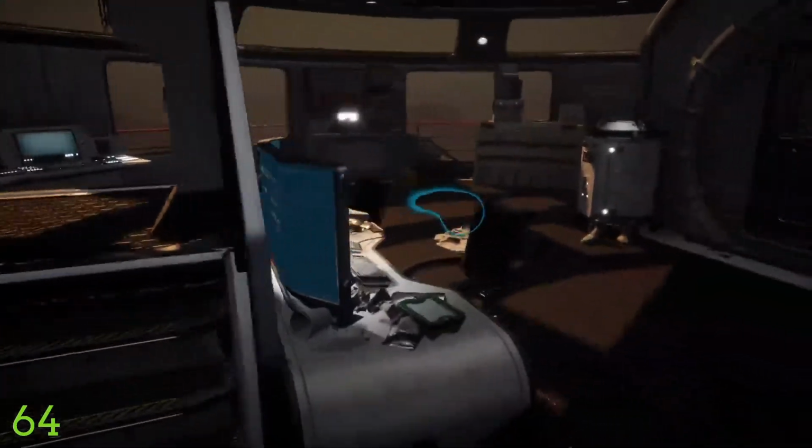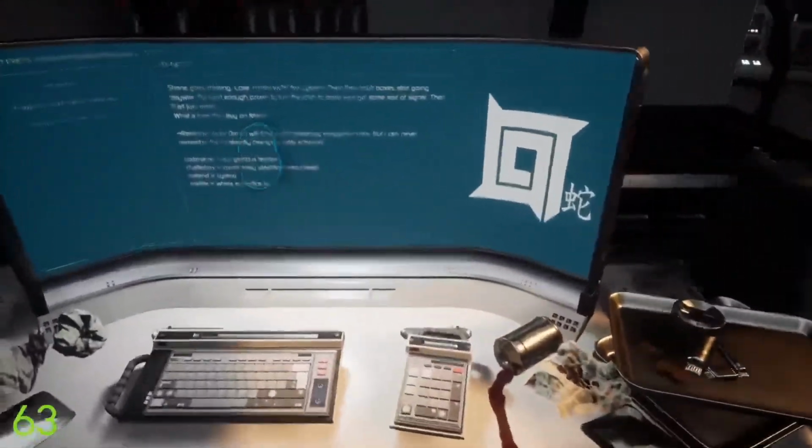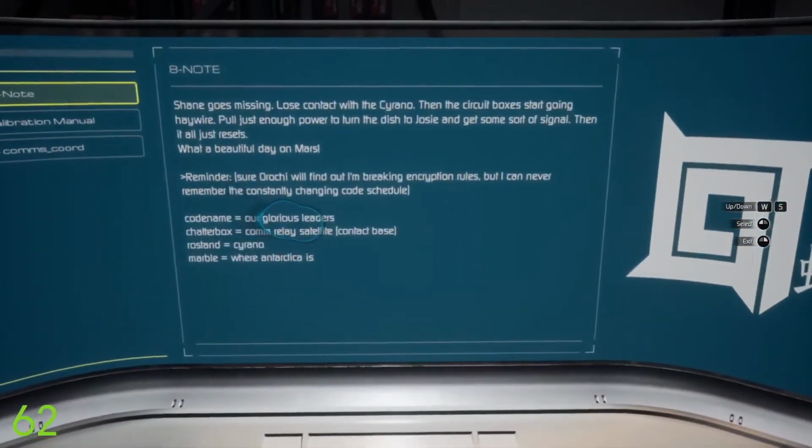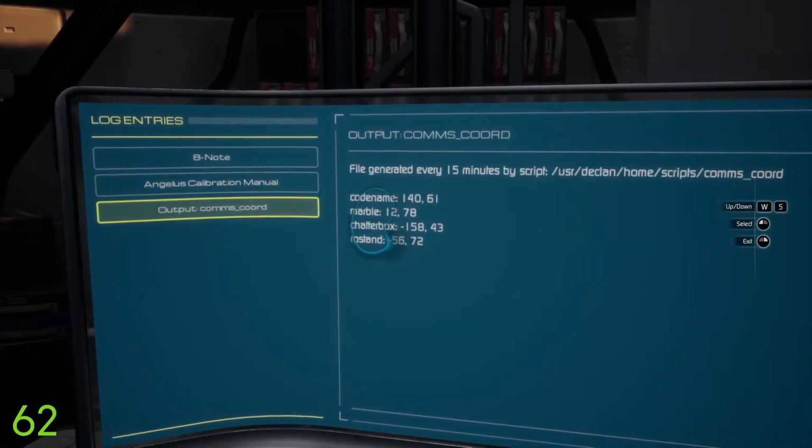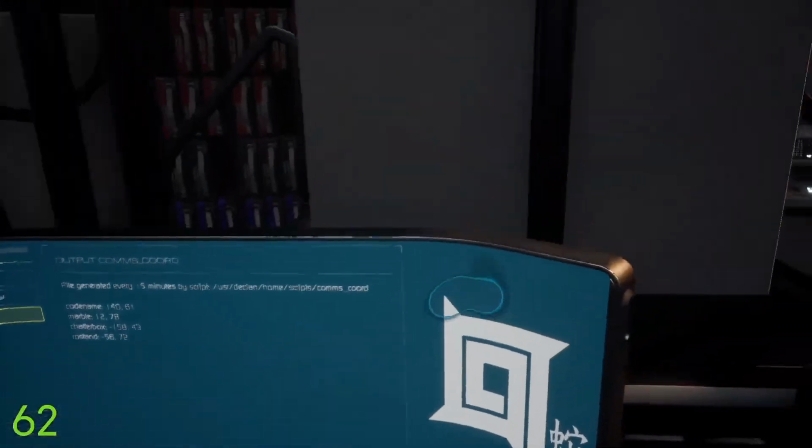All right, we're gonna power the computer first so I can look at the coordinates. We've already read through all this. We want Chatterbox. Negative 158, 43.